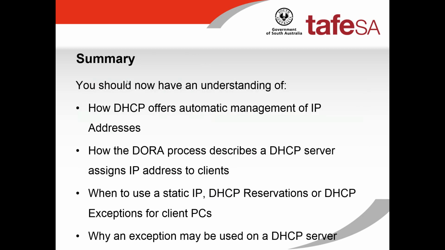You should now have a basic understanding of how DHCP automates IP address configuration, how DHCP allocates IP addresses to clients via the DORA process, and when you would use static IP addresses, DHCP reservations, and DHCP exceptions on a network. This concludes the video on DHCP for IP version 4.